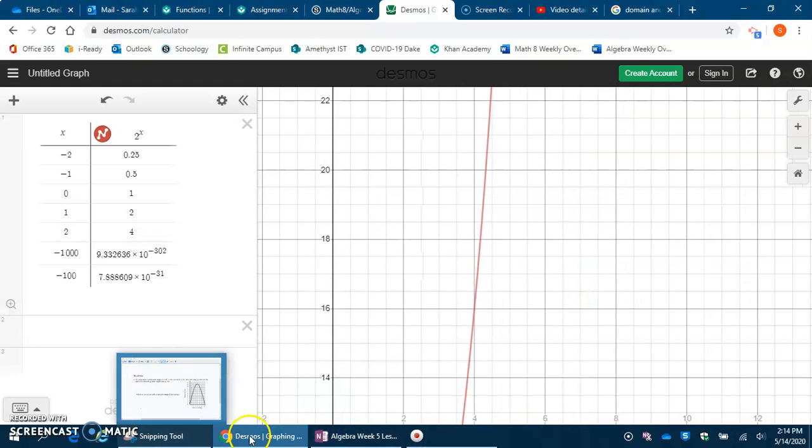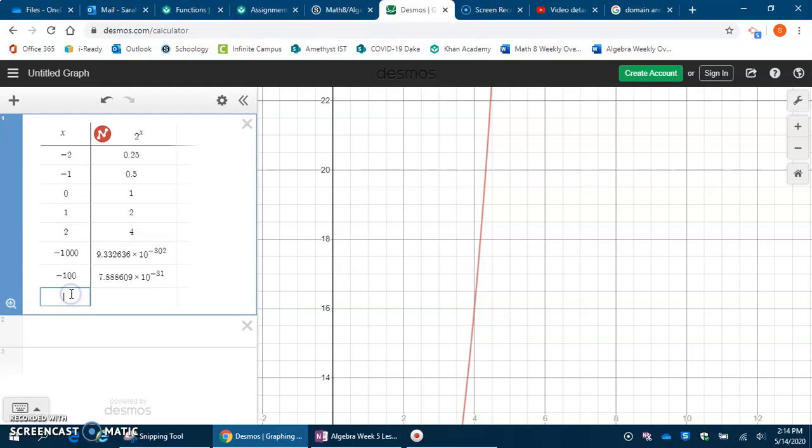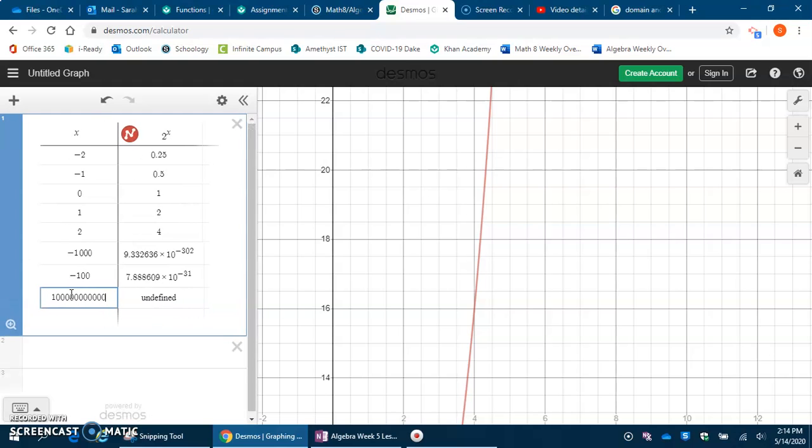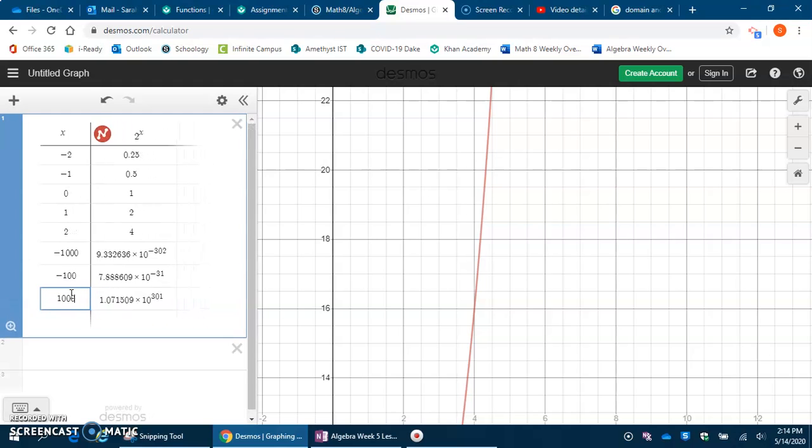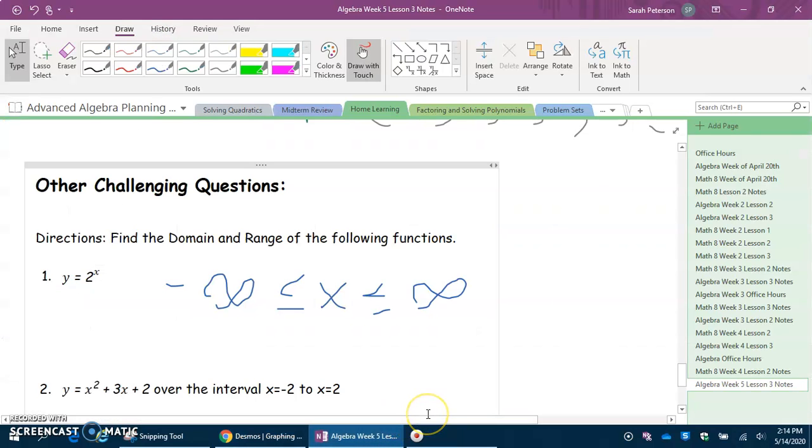So I can type in, if Desmos can't go that high, a big number like 1,000 and it'll always go up. I can always plug in a number. I can do 2 to the millionth power and it'll still give me a really, really big number, but it'll still be a number. So that's going to go negative infinity, positive infinity.